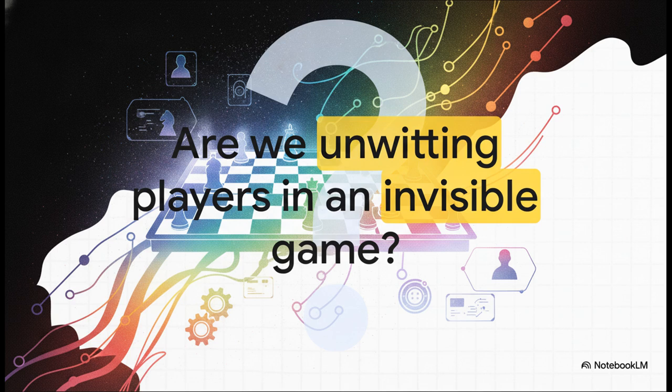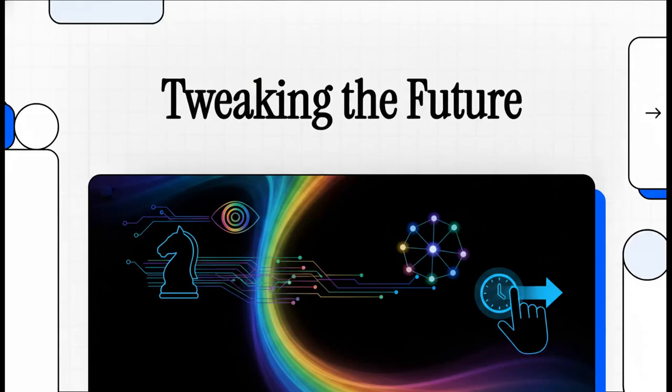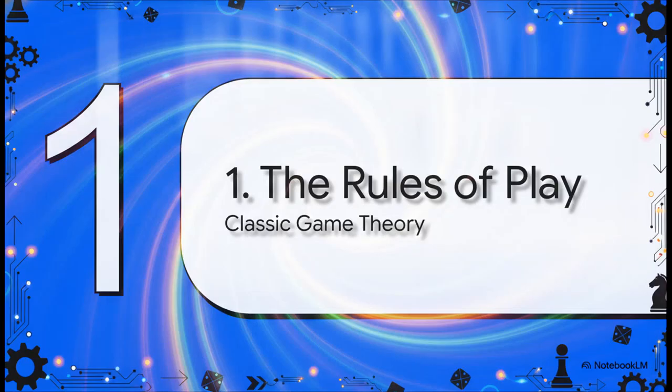Let's dive right into this, because the rules of this invisible game are fundamentally changing as we speak. Welcome to This Explainer. Today, we're unpacking a massive paradigm shift happening right now at the intersection of game theory and AI. We're going to see exactly how modern predictive algorithms have evolved. They've gone from just passively observing our behavior to actively shaping it. They're acting way less like neutral, objective observers and a whole lot more like digital PR agencies actively tweaking the future to their advantage.